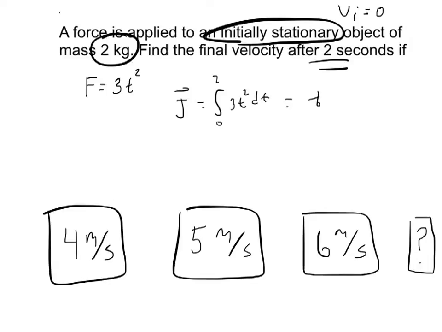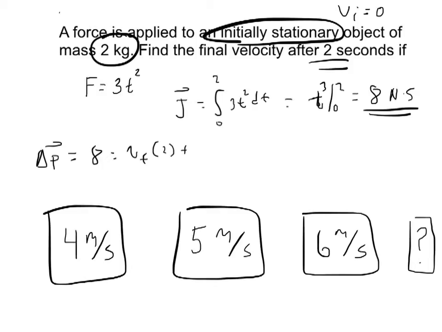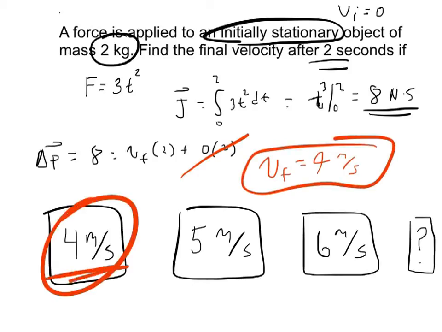This integrates really nicely to just t cubed, which gets us 8 Newton seconds. Well, that's our impulse, which is also our change in momentum. So our change in momentum is 8, and that equals our final velocity, which I'm going to be looking for, times our mass, plus our initial velocity, which is 0, times our mass. So that initial velocity just goes away. So what we get, dividing by 2, is that the final velocity equals 4 meters per second. So this was the right answer.